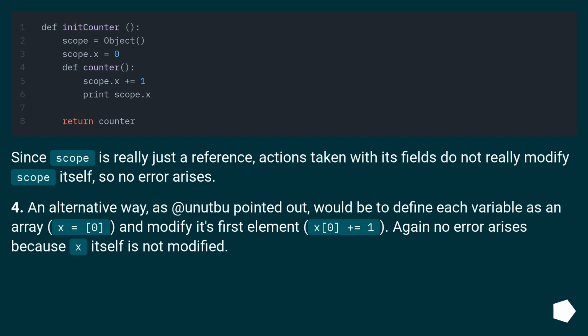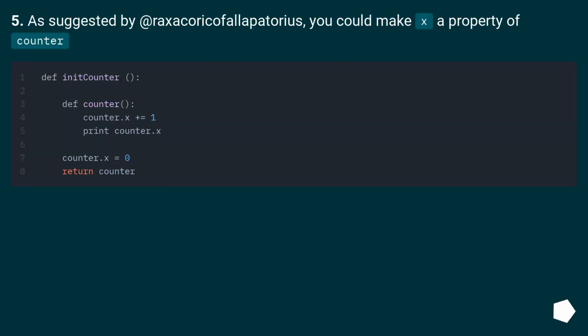Since scope is really just a reference, actions taken with its fields do not really modify scope itself, so no error arises. 4. An alternative way, as Anutu pointed out, would be to define each variable as an array, x = [0], and modify its first element, x[0] += 1. Again, no error arises because x itself is not modified. 5. As suggested by Raxacoricophile, you could make x a property of counter.